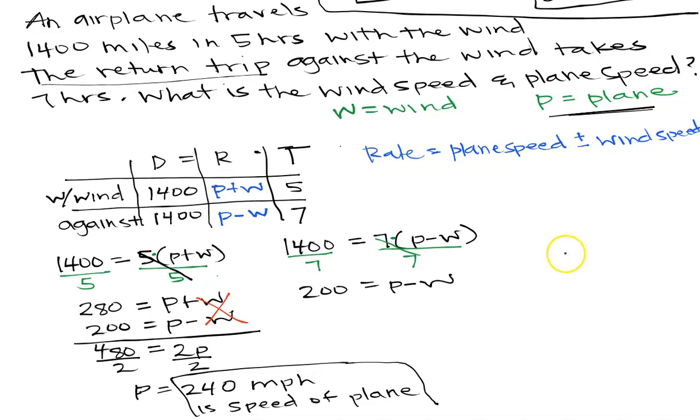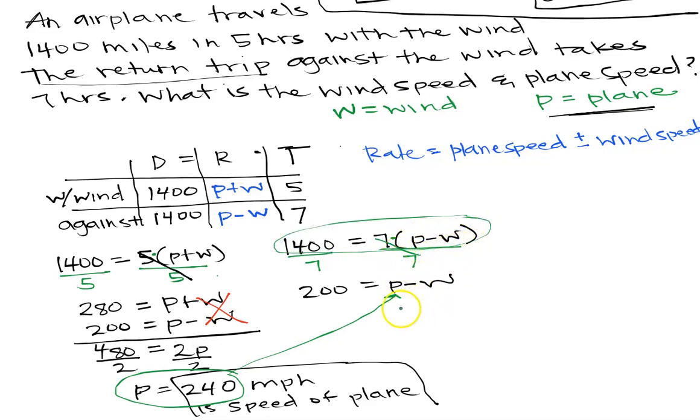You can just plug in the 240 to the 7-hour equation. Yep, you can put it into either one there, right? You can actually put it right in here. So I say P is 240. I could just put 240 in there or into the other one, right? Or I could put it up here into this one.